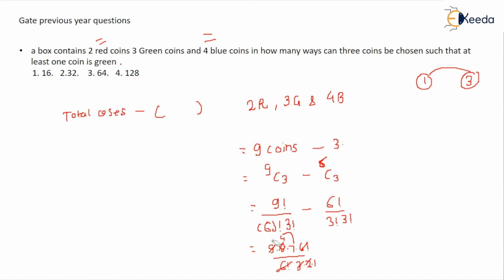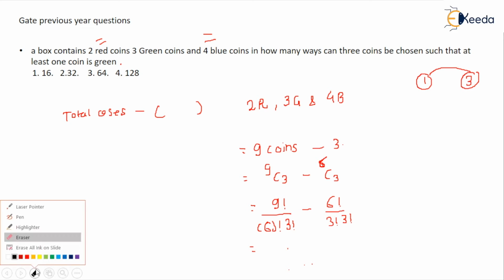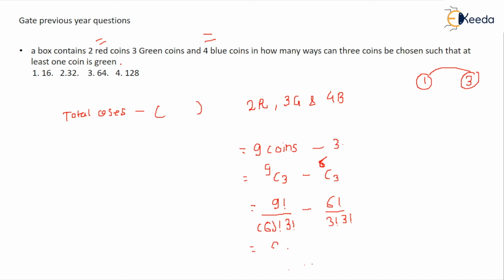Right? So you can write, after calculation, this comes out to be 84 minus, this comes out to be 6 factorial, that is 6 into 5 into 4 into 3 factorial upon 3 factorial, which will cancel, into 3 into 2 into 1. This 3 can cancel this, 2 comes, this 2 can cut this, so this comes out to be 20. So 84 minus 20, that is equivalent to 64. The answer of this question is 64. So you have to choose option number 3.